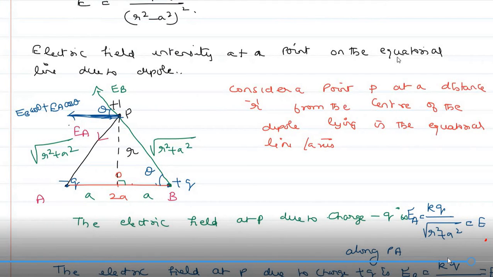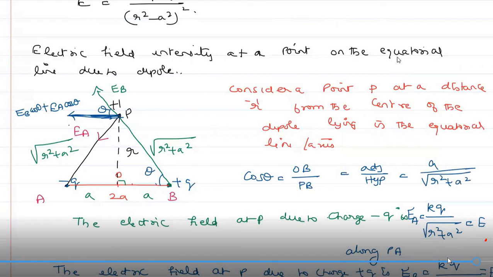So what is cos theta from this? Cos theta will be equal to adjacent by hypotenuse, right? So what is adjacent side? OB by hypotenuse is EB. That is nothing but A by square root of R square plus A square. Any doubt? Is that clear?